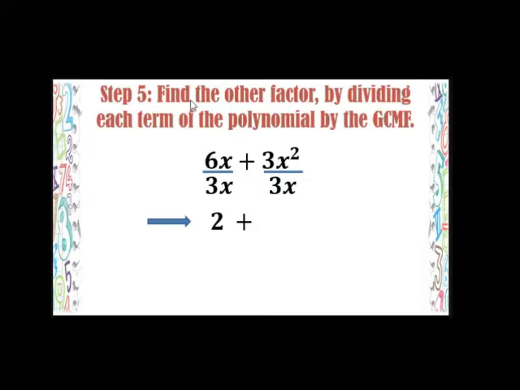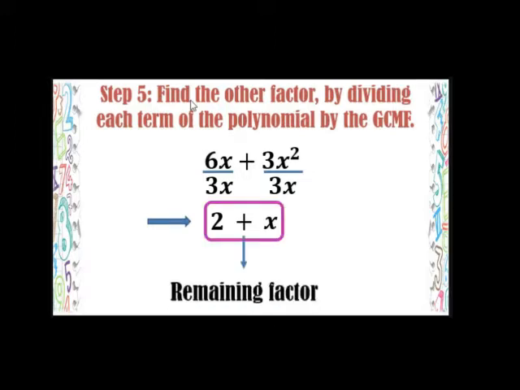Bring down plus. 3 divided by 3 is 1. Or cancel. X squared divided by x is x. So we have 2 plus x. This is now the remaining factor.